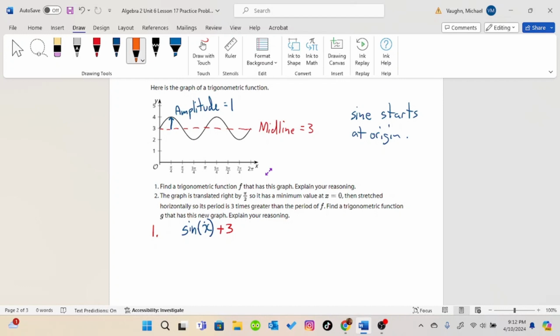Next, I'm looking at the frequency. I can see that it starts at 0 and it makes a full cycle by the time it's at pi. By the time we get to 2 pi, we now have 2 full cycles. So the frequency is 2. So now I need to change this. This will be sine of x, but now I have a frequency of 2. So my overall function would be sine of 2x plus 3.